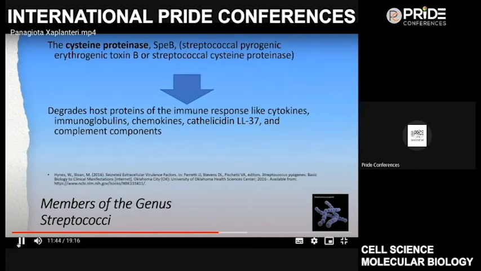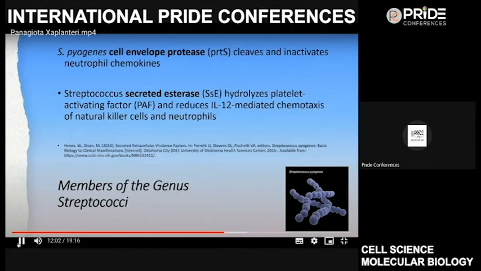The streptococcal pyrogenic exotoxin B, or streptococcal cysteine proteinase, degrades host effectors of the immune response like cytokines, immunoglobulins, chemokines, and complement components. Streptococcus pyogenes cell envelope protease cleaves and inactivates neutrophil chemokines. Streptococcal secreted esterase hydrolyzes platelet activating factor and inhibits chemotaxis in natural killer cells and neutrophils.